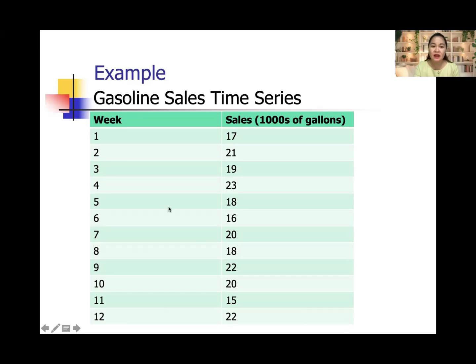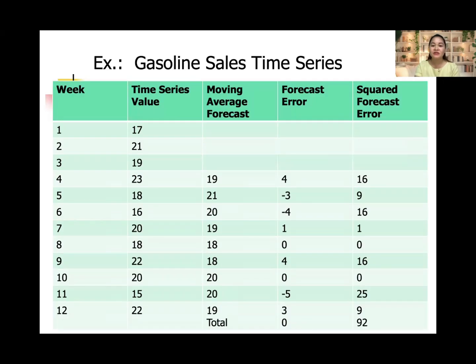So we have here week 1, 17; week 2, 21; week 3, 19; week 4, 23; 18, 16, 20, 18, 22, 20, 15, and 22. So you're going to forecast using a moving average with interval 3. You can just add three values and then divide, of course, by 3. For interval 4, you're going to add four values and then divide by 4.